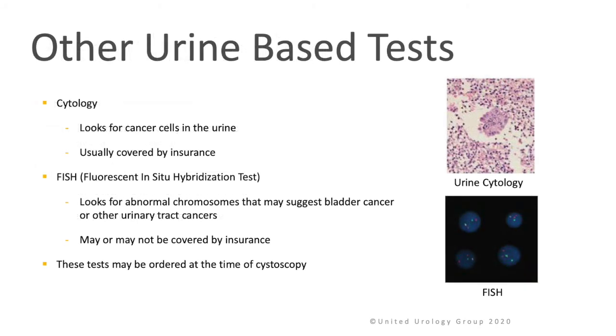Other urine-based tests that are associated with cystoscopy. Cytology. This looks for microscopic cancer cells in the urine. It is usually covered by insurance. FISH, fluorescent in situ hybridization test. This looks for abnormal chromosomal changes that may suggest bladder cancer or other urinary tract cancers. This may or may not be covered by insurance. These tests may be ordered at the time of cystoscopy.